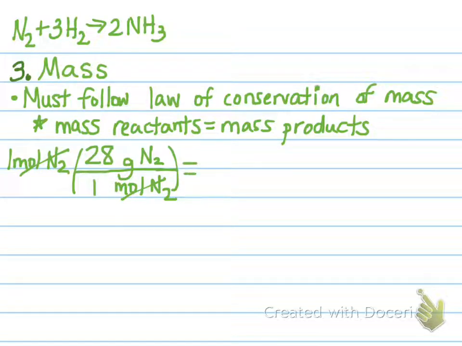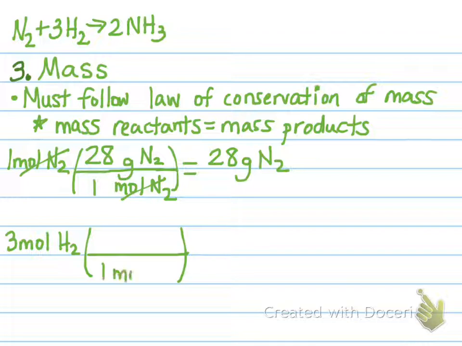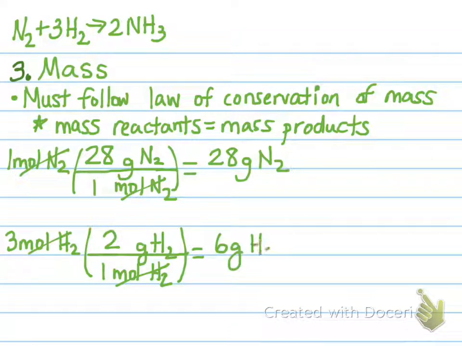So I get 28 grams of nitrogen. All right, how much hydrogen? Again, I'm going to start with my coefficient, so I have 3 moles of hydrogen. Again, I'm going to use the molar mass of hydrogen, so 1 mole of hydrogen is how many grams of hydrogen? And again, to get the number that goes here, I use my periodic table. Hydrogen's mass is 1.0079, and there's 2 of them, so this is going to be 2. So 3 times 2 is 6 grams of hydrogen gas.